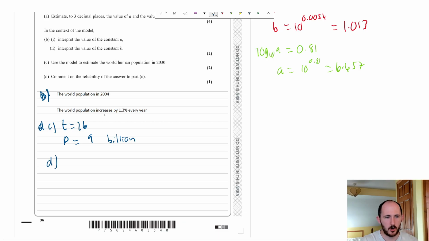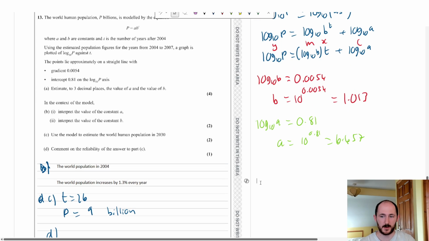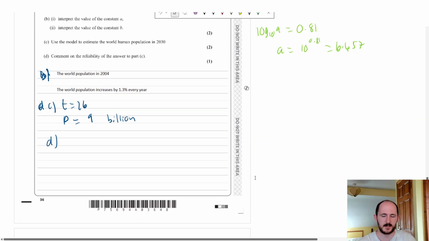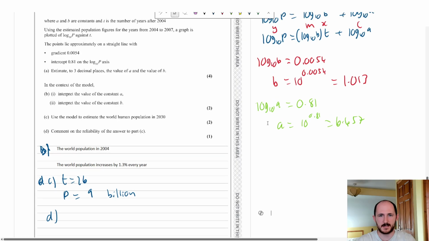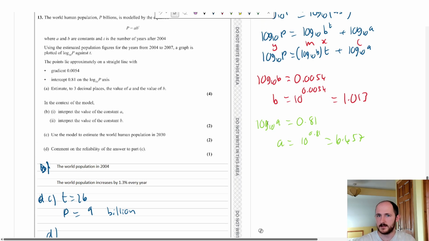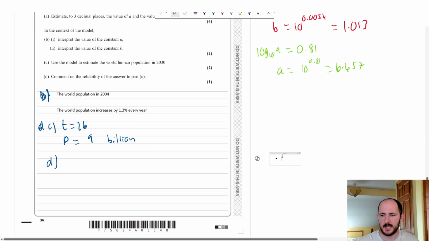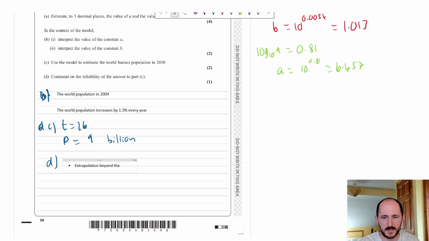And it says for part D, comment on the reliability of the answer to part C. Reliability, not accuracy. I mean, we wouldn't know what the accuracy is anyway because I'm making this in 2025. So unless you're watching this in 2030, we don't know how accurate it is. What about reliability? Well, think to your A-level stats. What have we done? We have data from 2004 to 2007. We tried to predict 2030. Unlikely, right? So, it is extrapolation beyond the data set, therefore unreliable.